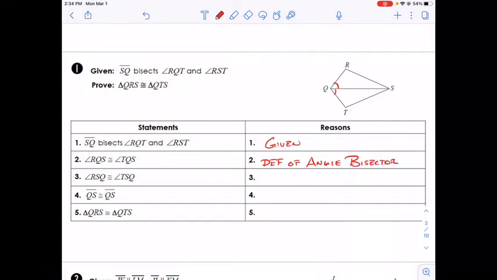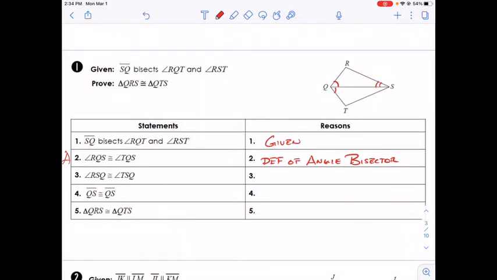Okay, and that's what we know. If you know something's bisected, it's going to cut it in half. You just have to be able to name which parts are cut in half. So that gives us an angle measure here. Now notice this next one, angle RSQ is congruent to TSQ. So RSQ is this angle here, congruent to this angle here. And once again, this is going to be the same reason, definition of angle bisector. Okay, angle measure here. And then we have our last one here. By the reflexive property, this side is congruent to itself. So QS is congruent to QS. So we know that's reflexive.